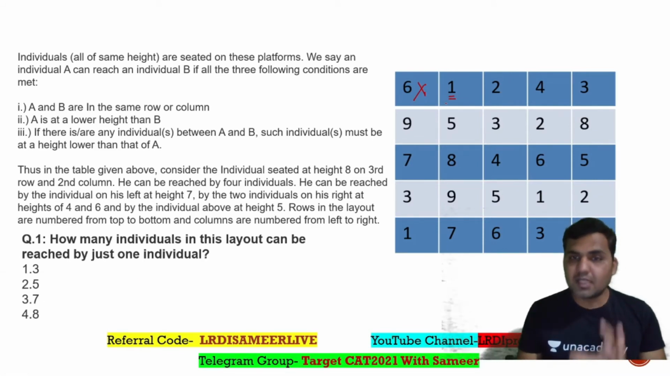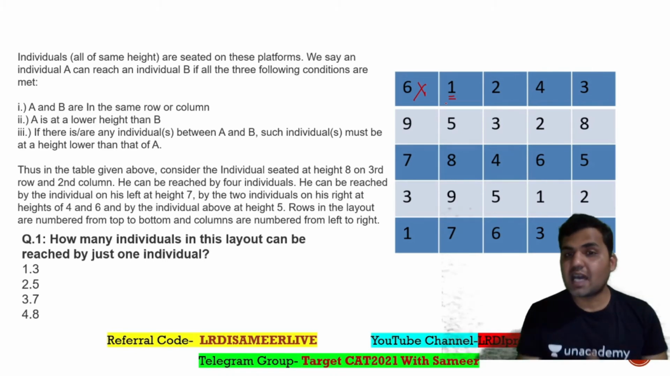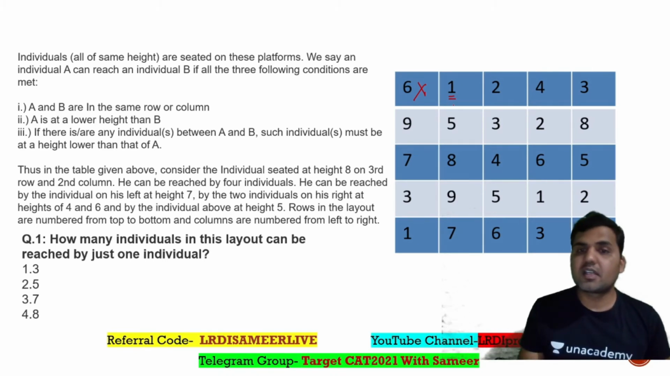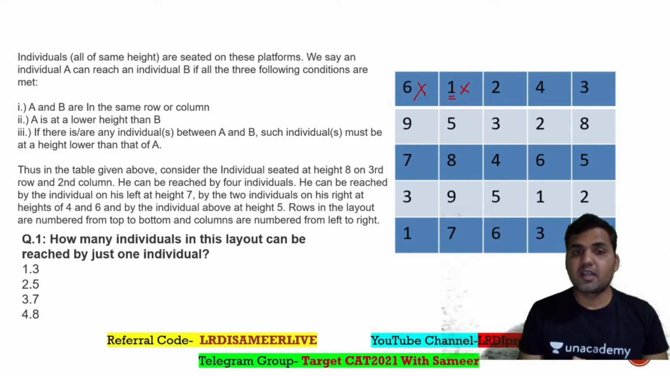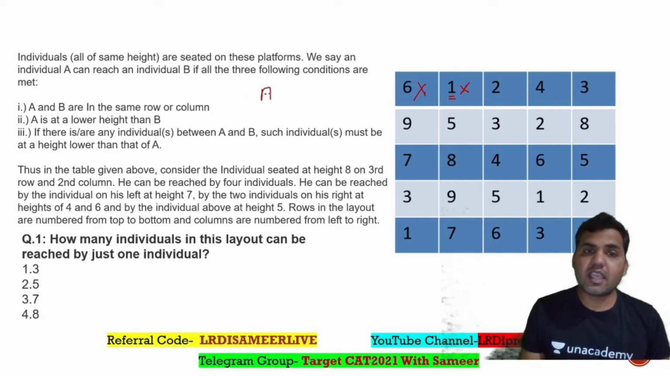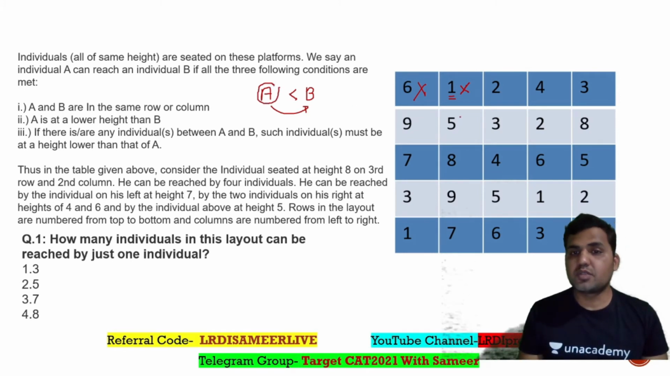Look at 1. You see that all the persons surrounding 1 are at a higher height as compared to 1, right? So nobody will be able to approach 1 because 1 is at a lower height as compared to everybody else. It's given that A can reach B only if A is at a lower height than B. So 2, 3, 5, 2, 5, 9 are all at a higher height as compared to 1. So 1 cannot be reached by anybody else.